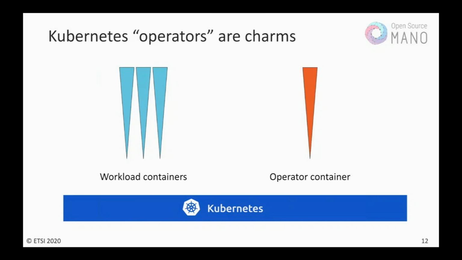So in the OSM context, the charm is put into a separate container, and that container in Kubernetes language is called an operator container. Right? Yeah.